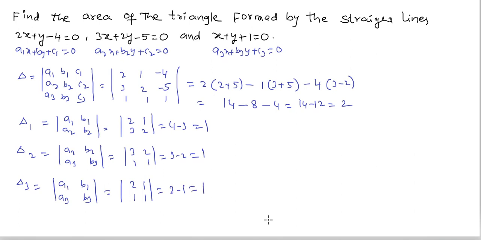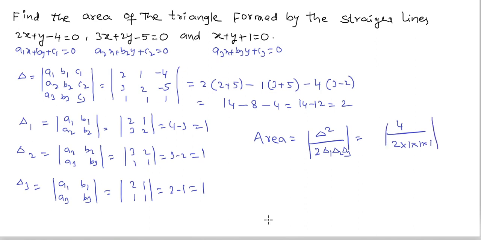Now the required area of the triangle formed by the lines is delta square by modulus of 2 delta 1 delta 2 delta 3, that is delta square is 4, by 2 into delta 1 into 1 into 1, 4 by 2, that is equal to 2 square units, the area of the triangle formed by the lines.